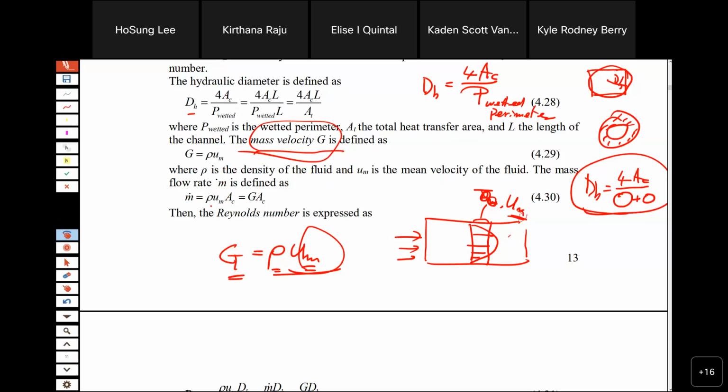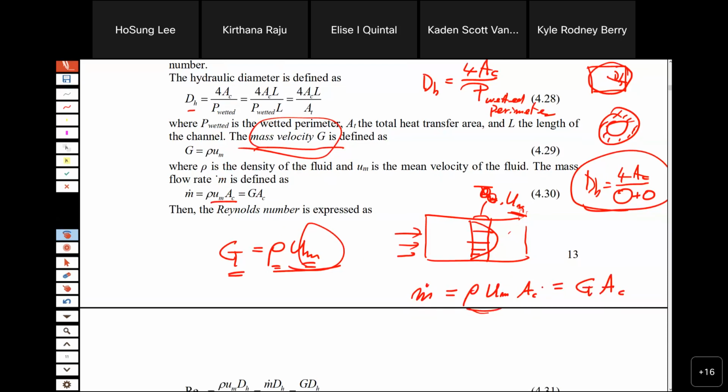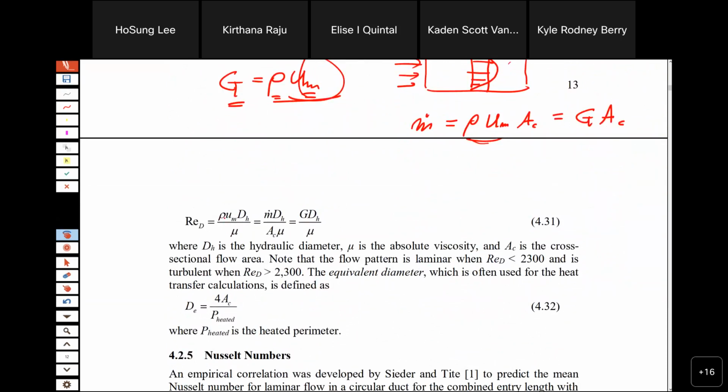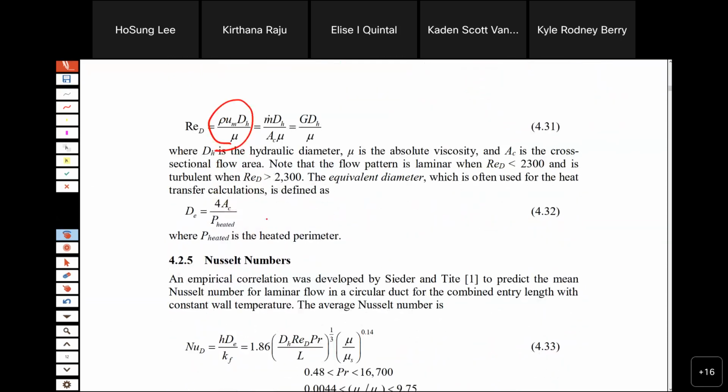Usually mass flow rate is density, velocity, and the cross flow area, but you can also use G times AC, because of this mass velocity. The Reynolds number again, G D over mu, but in terms of m dot or in terms of G, so don't confuse. This is the original in terms of m dot, and this in terms of G.